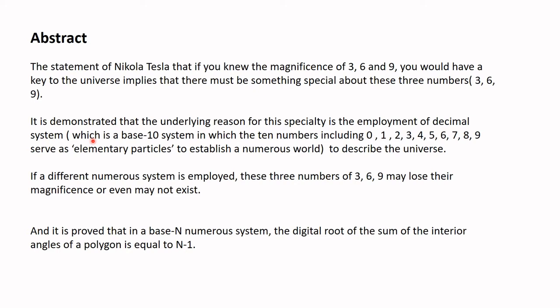In decimal system, there are 10 bases, 0, 1, 2, 3, 4, 5, 6, 7, 8, 9. And these 10 numbers serve as elementary particles to establish the numerous world. If a different numeral system is employed, these three numbers, 3, 6, 9, may lose their magnificence or even may not exist. And it is proved that in base n numeral system, the digital root of the sum of the interior angles of a polygon is equal to n minus 1.